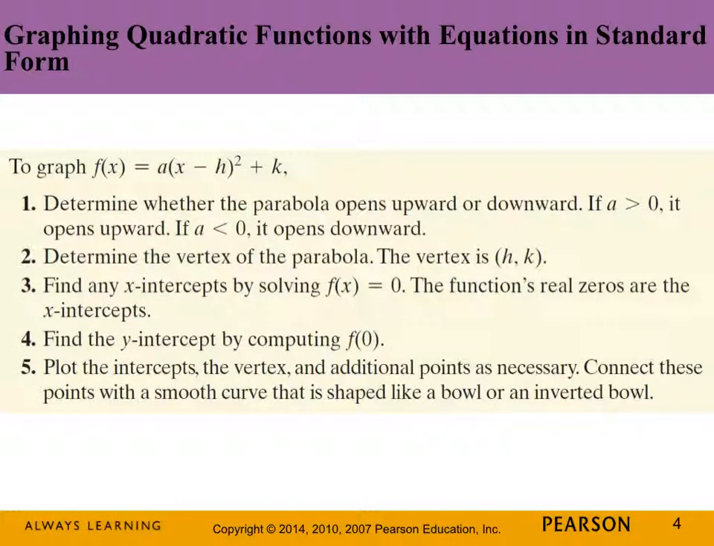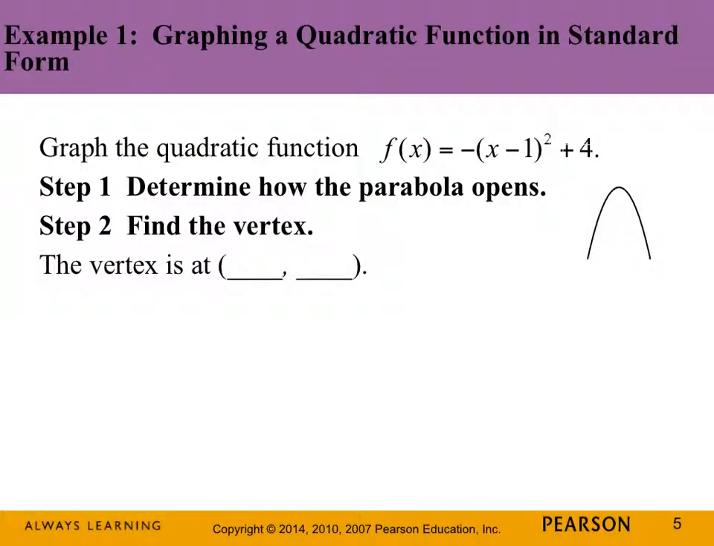And here you see 5 steps to follow when we're trying to graph a quadratic function that's written in standard form. In example 1, we're going to graph a quadratic function that's already written in standard form. Here we have f of x equals negative the quantity x minus 1 squared plus 4.